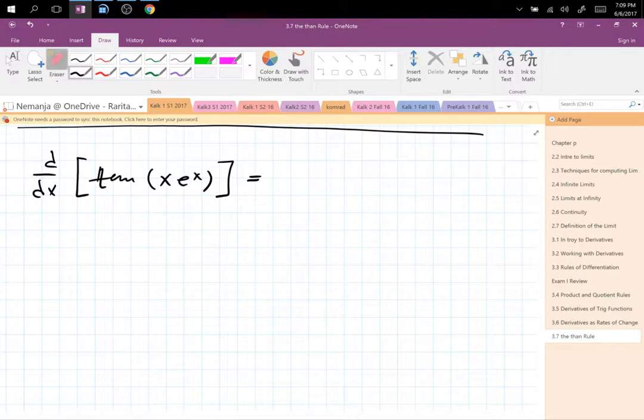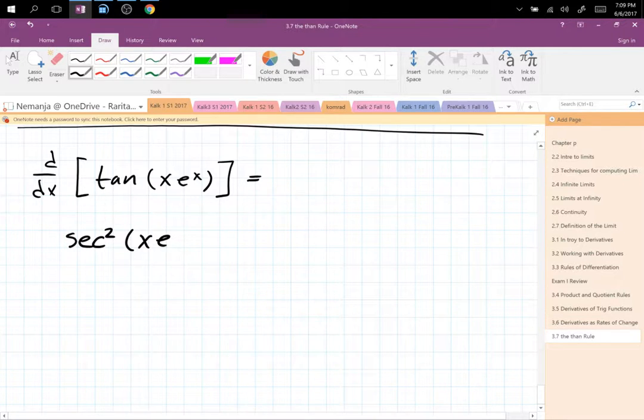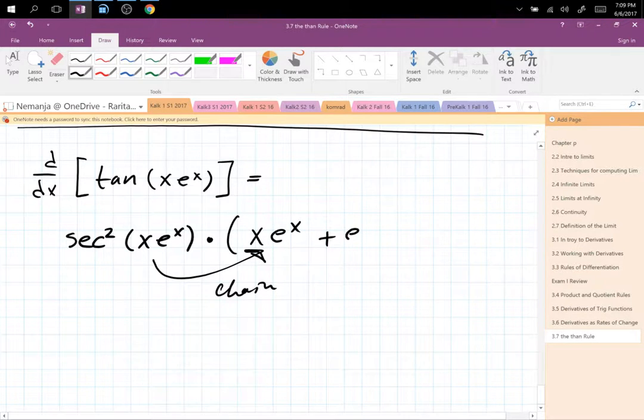So the main function here is tangent. The derivative of tangent is secant, so we have secant squared of x e to the x, times the derivative of the inside, which is a product rule: copy the first, derivative of the second, plus copy the second times derivative of the first. That was the product rule, yes. I usually like to put a red dot to signify the product rule there.